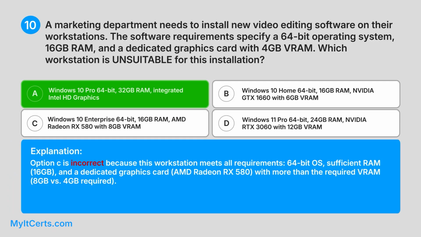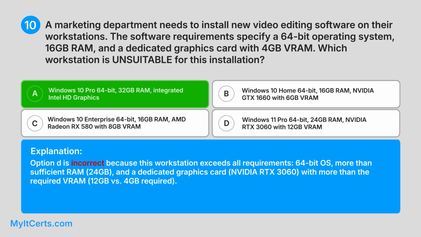Option C, Windows 10 Enterprise 64-bit, 16 GB RAM, AMD Radeon RX 580 with 8 GB VRAM, is incorrect because this workstation meets all requirements: 64-bit OS, sufficient RAM, 16 GB, and a dedicated graphics card, AMD Radeon RX 580, with more than the required VRAM, 8 GB versus 4 GB required.